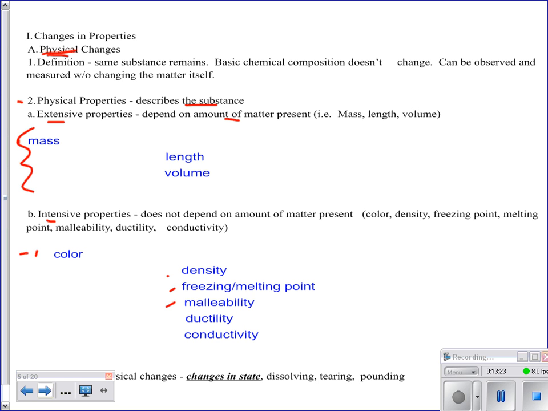Malleability, what's that? Good. So how it's hammered into sheets. Metals are pretty malleable. Ductility, how is that different?